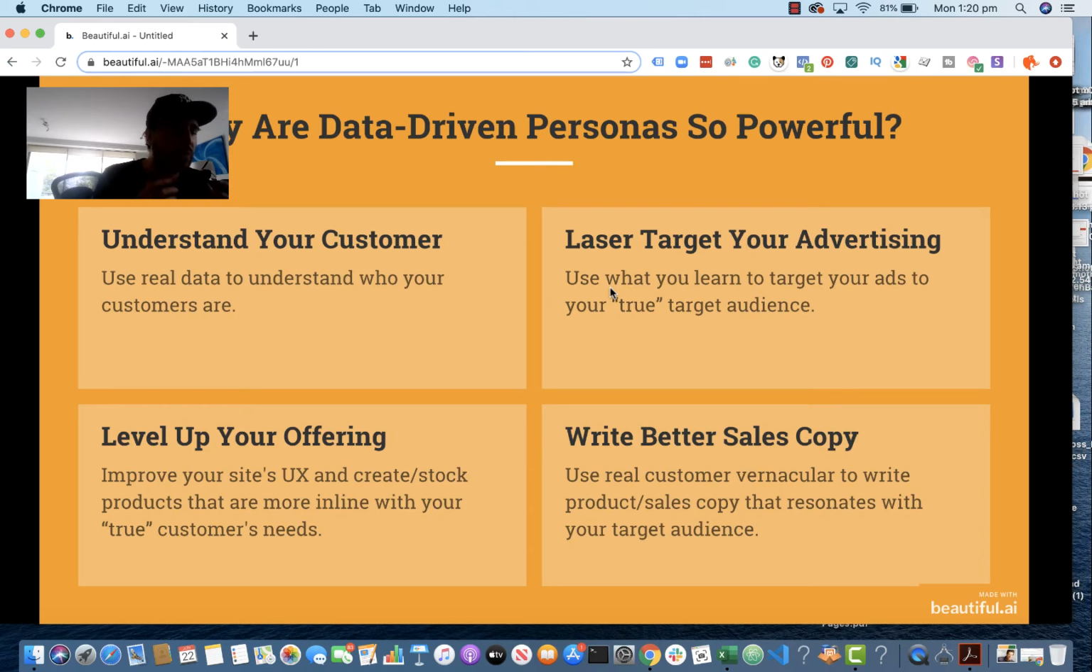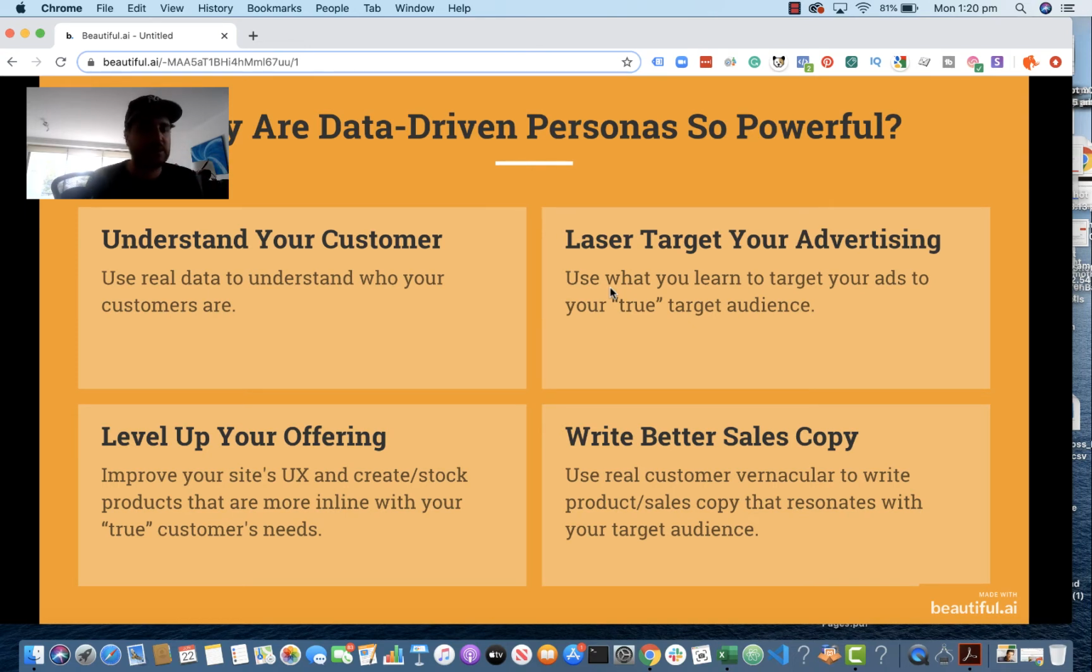So now I want to reiterate why data-driven personas are so powerful. You can understand your customer on a deeper level, and you're using real data to understand this, not just fluffy stuff. This is the stuff that you're getting from the people that are actually coming to your website. You can level up your offering, so you can improve your UX and do more of the conversion optimization stuff. You can stock better products that people actually want, and get rid of the ones that they don't want. And you'll find out more about your customer, and you'll be able to be in line with their true needs rather than what you think they want. Because that's what happens to some of us in e-commerce. We give people what we think they want, but we sometimes neglect or don't understand what the customer actually wants.